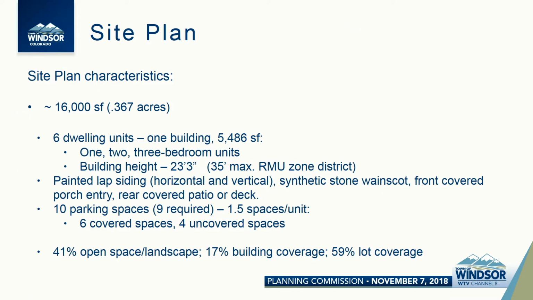The site characteristics include, well, the site is 16,000 square feet. There will be one building consisting of roughly 5,500 square feet, and the applicant is anticipating that the 6 units would contain 1, 2, and 3 bedroom units. The building height is 23 feet. And the building materials would be consistent with the surrounding neighborhood, lap siding and similar colors, along with some synthetic stone wainscot.